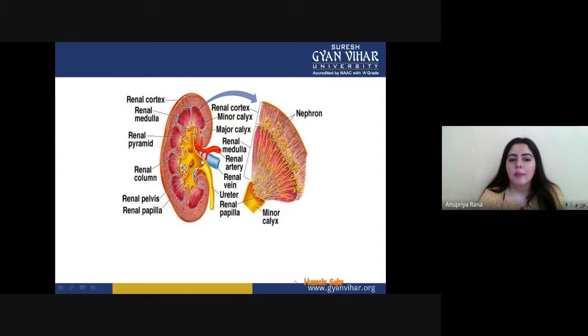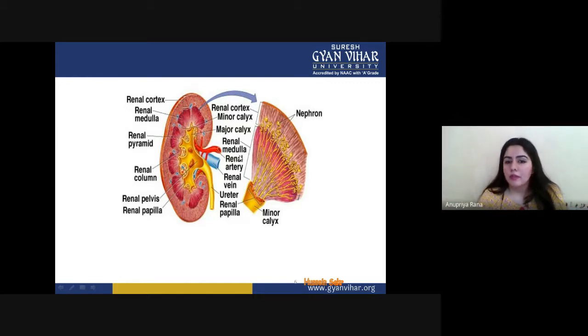This is the renal pelvis. This yellow one is called the renal pelvis, and this yellow scattered version is called the renal papilla. So the renal papilla and renal pelvis have a major role in the excretion process. Now this is the renal cortex, the outer region. The medulla is the inner side, and this outer region is the cortex. Here you can see two things: the minor calyx and the major calyx. This is the minor calyx and this is a major calyx.